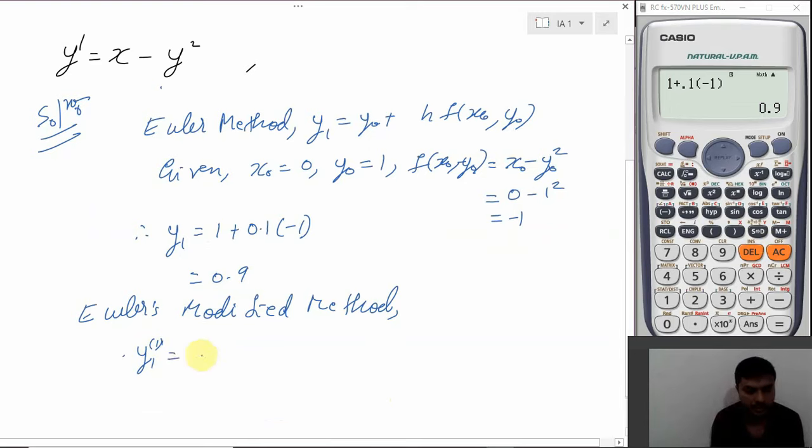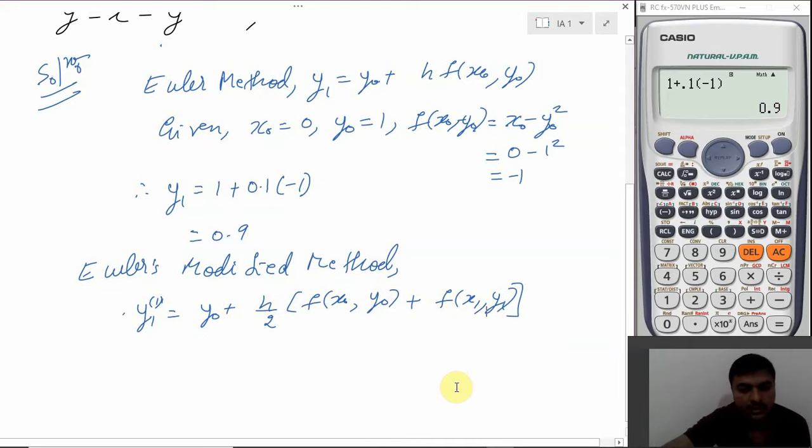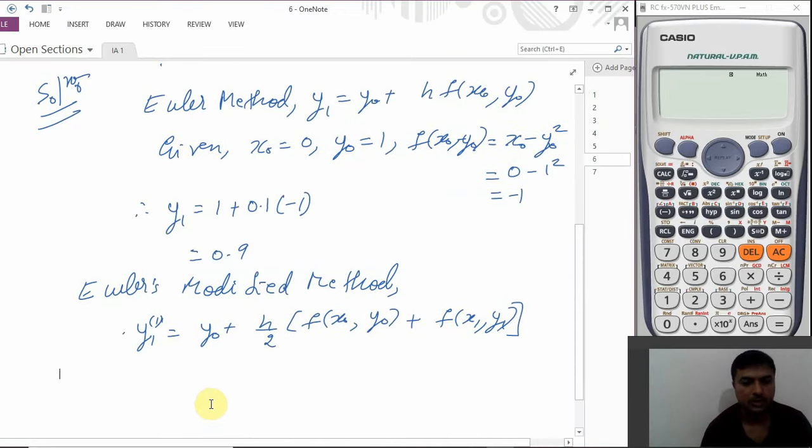Now this is equal to y naught plus h upon 2 into f of x naught, y naught plus f of x1, y1. I'm going to calculate. Okay, x1, y1 or x naught plus h, y1 dash. Just substitute the values, you will get the answer here. But instead of doing all these things, just put it in the calculator in this form.